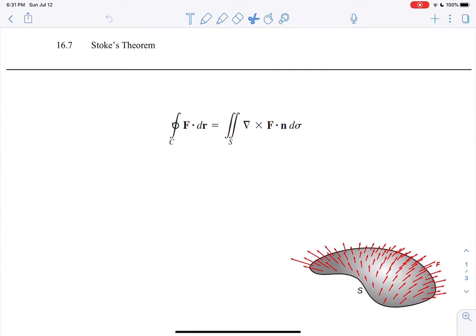Chapter 16.7 is one of the last chapters in the book, so congratulations for making it so far into this course. And we're going to be looking at an idea called Stokes' Theorem. You're going to see that it really brings together a lot of the ideas that we've talked about throughout chapter 16, all the way from Green's theorem to surface integrals to finding circulation. All those ideas are really going to come together in this pretty impressive theorem that we call Stokes' Theorem.